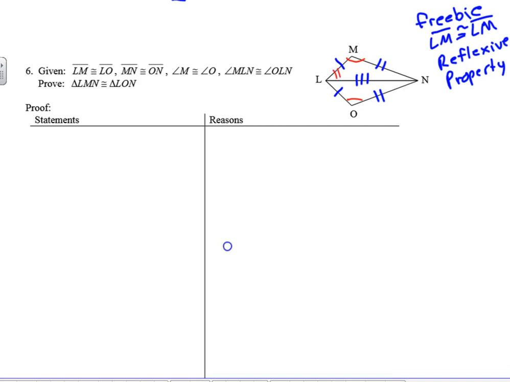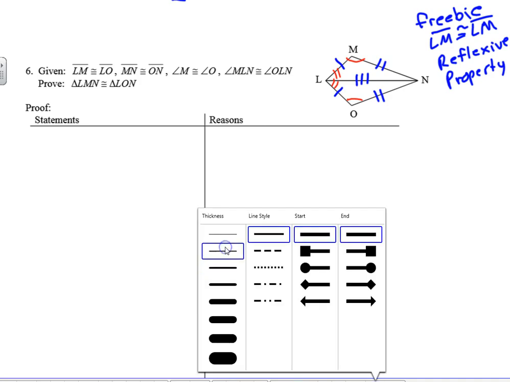MLN, that's this angle, congruent to this angle. And what we just showed with our other reason is that if two angles of a triangle are congruent, then the third angles are also congruent. So that'll get us our last angle. Okay, I'm going to go ahead and write all this out for you.